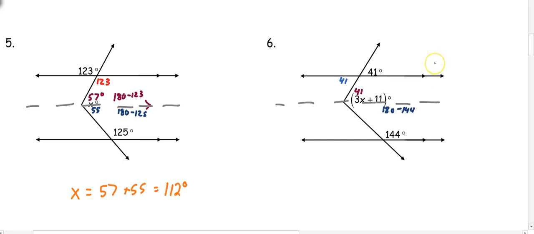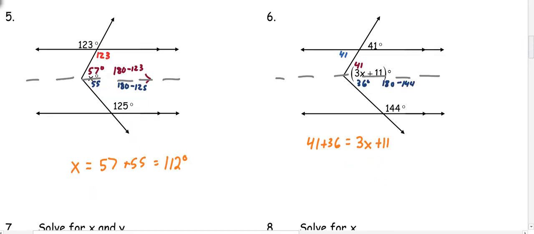going to subtract the angle I know from 180, and I get 36 degrees. So to solve for x in this case, I would add the two angles I know together, 41 plus 36, and set them equal to 3x plus 11. So 41 plus 36 is 77 equals 3x plus 11. I'm going to subtract 11 from both sides. 66 equals 3x. And when I divide by 3 on both sides, I get x is 22.